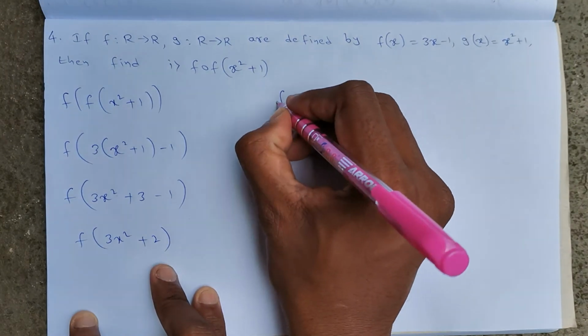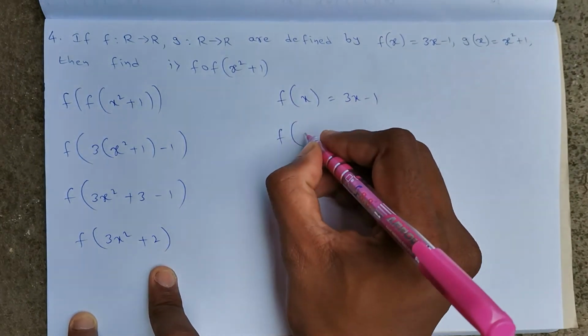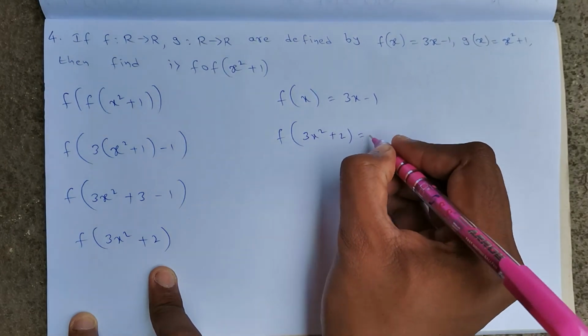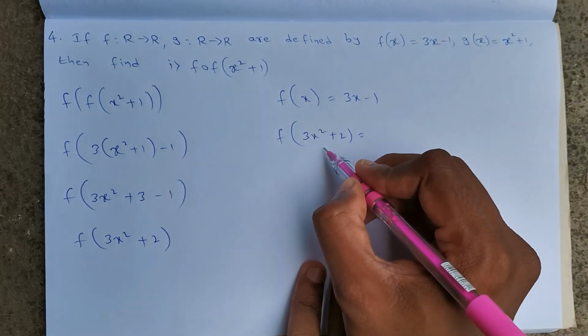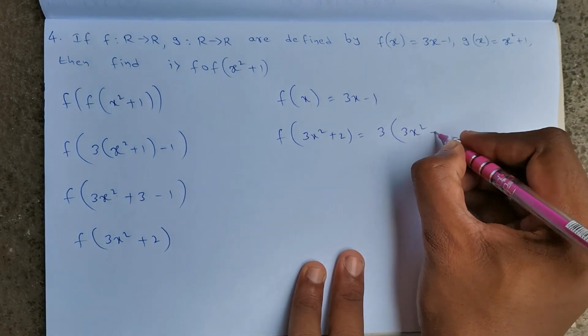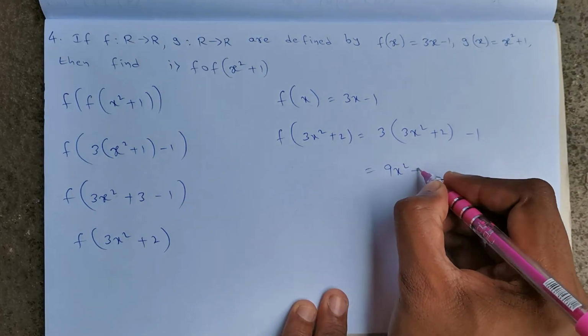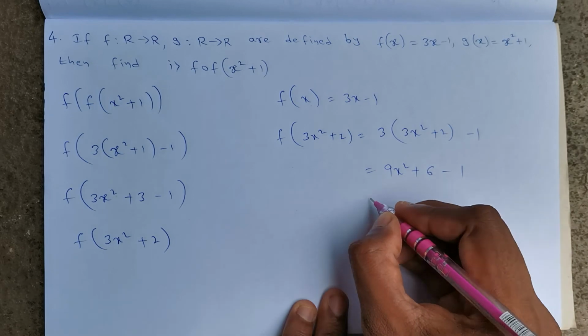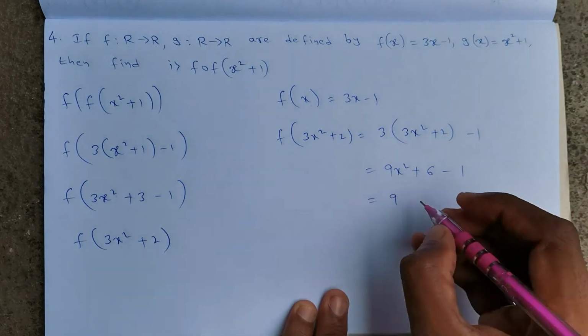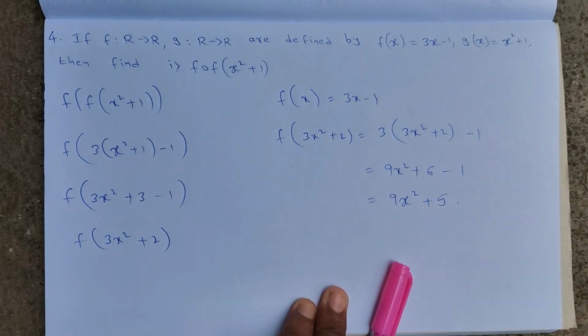So here f of x value is given as 3x minus 1 and we need to find the value of f of 3x square plus 2. So simply in the place of x we need to substitute this total. So we will get 3 of, in the place of x, 3x square plus 2 minus 1. So we get 3 into 3x square, 9x square plus 3 2s are 6 minus 1. So final answer is 9x square plus 6 minus 1, 5. So the value of f of x square plus 1 is 9x square plus 5.